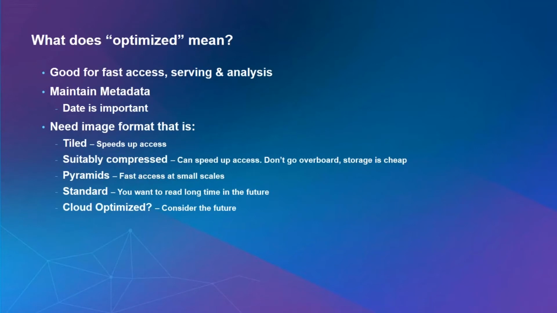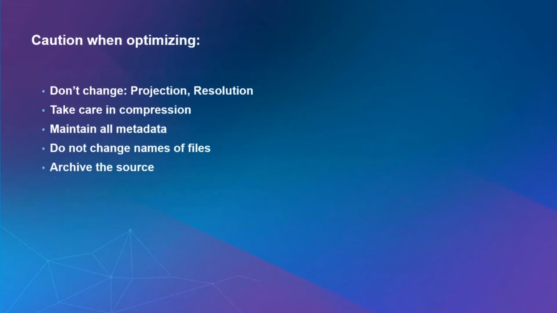And then you have to consider whether it's cloud optimized. And for that, I mean, is it something that you want to store in cloud infrastructure in the future? Because the cloud does have slightly different requirements on the data structure. These things about tiling and pyramids are much more important in the cloud, because access to cloud storage is typically rather slow in comparison to a fast disk. So when you optimize, there are a number of things that you need to be very careful of.